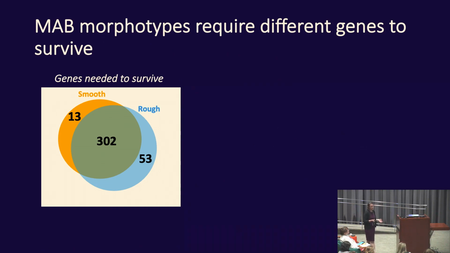So 302 genes are needed for the smooth and the rough bacteria to survive in vitro, but there were also these genes that were only needed by one morphotype and not the other. And this is completely unheard of. You wouldn't think a single point mutation would change the genes the bacteria need to survive. This would suggest that there's actually rewiring of the physiology by a single point mutation.